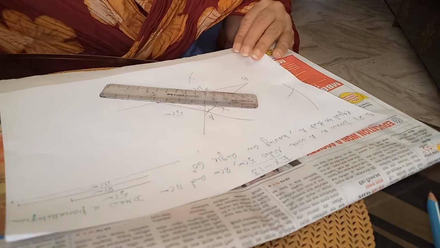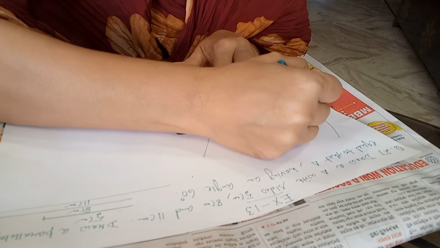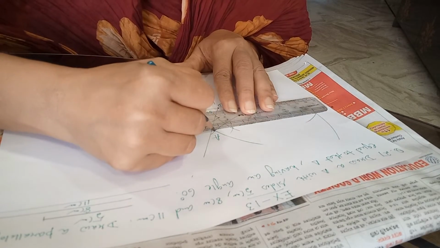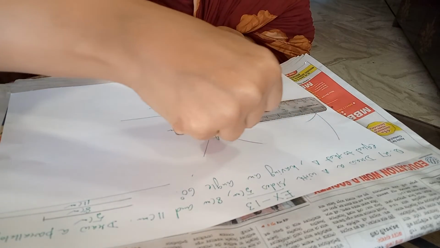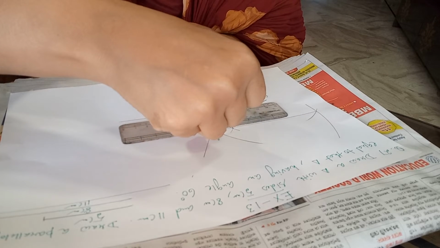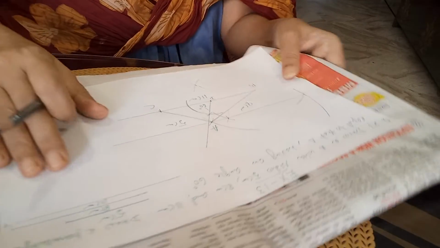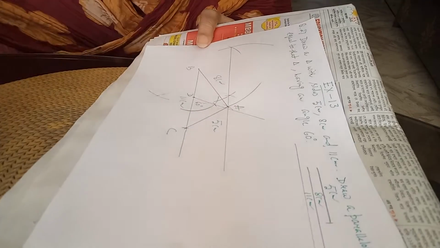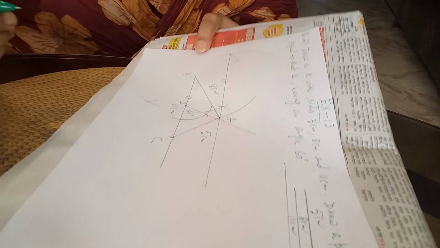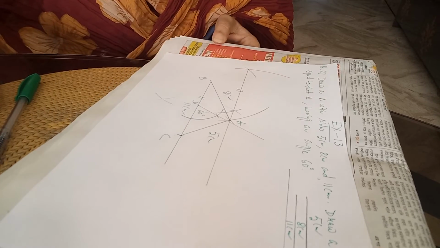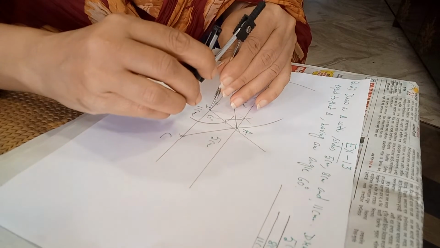Now I have to join. What to join? I have to join A and that intersecting point to get the parallel line. I have joined A and that, and I am extending both sides. So what I have got, you see this line and this line, they are parallel now. This line and this line, they are parallel. Clear? Now the last part of the construction. What is that?